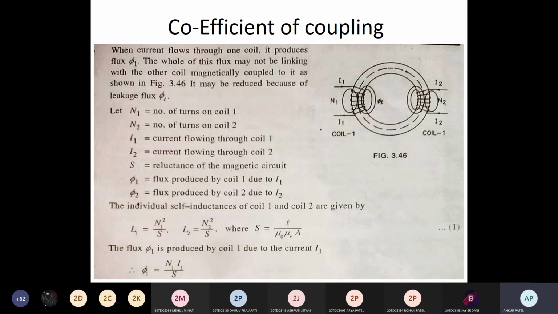Now the flux phi1 is produced by coil 1 due to the current I1, so phi1 is equal to N1 into I1 by S. You need to remember this relationship, which we discussed in the basic terms of electromagnetics. So the self-inductances of both coils L1 and L2 are given, and the reluctance is given. Flux produced by coil 1 due to current I1 is phi1 equal to N1 I1 by S.